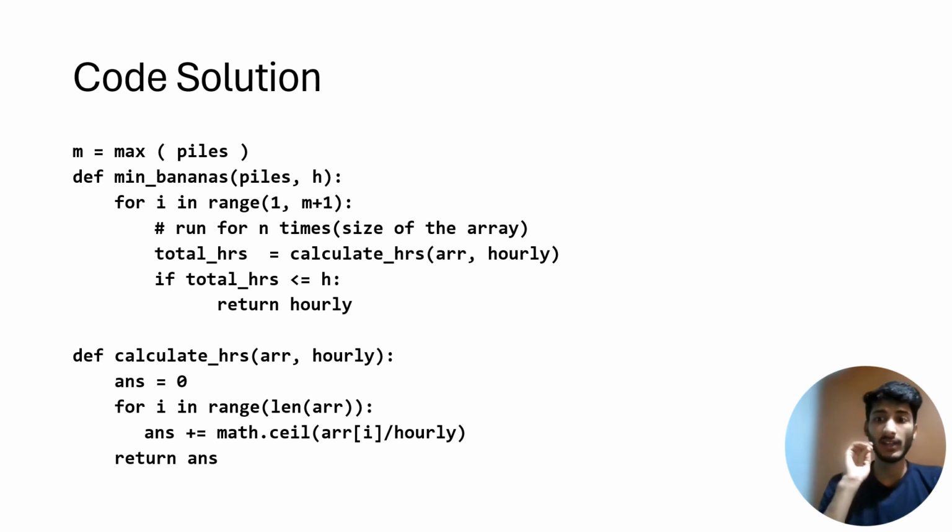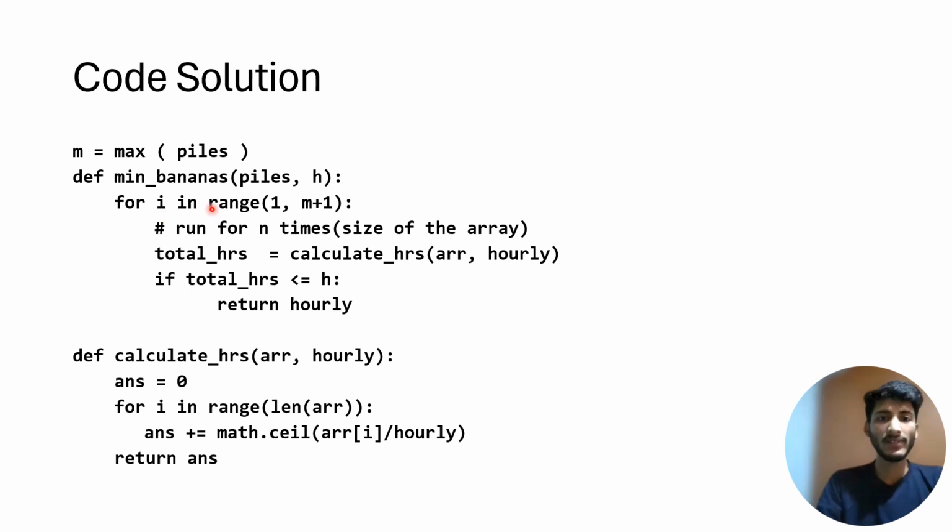So first of all, if the answer is always going to lie in the range of 1 to max, it makes sense that we first find the maximum value in the piles. That's why we have taken the max function over here, and then we define one function called minimum bananas, which takes in the array piles and the number of hours we have to finish in. Now in that, as I told you, we have to loop. Why do we have to loop? Because we have to check from k equal to 1 till k equal to the max value, which is the maximum number of bananas in any of the piles.